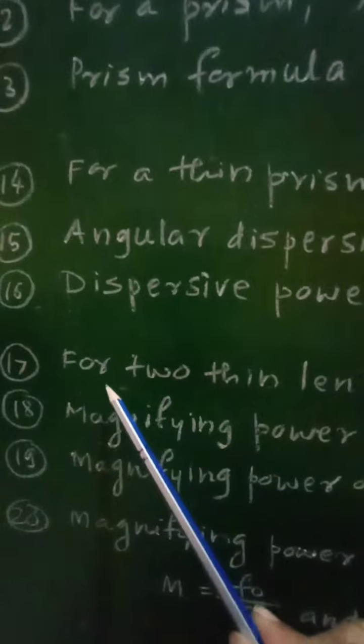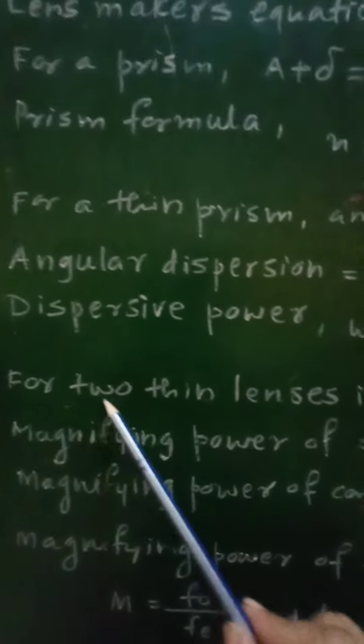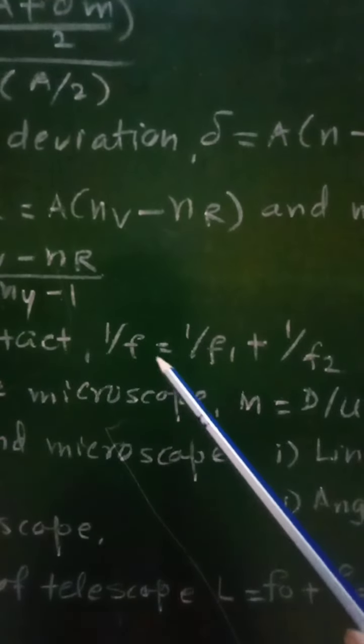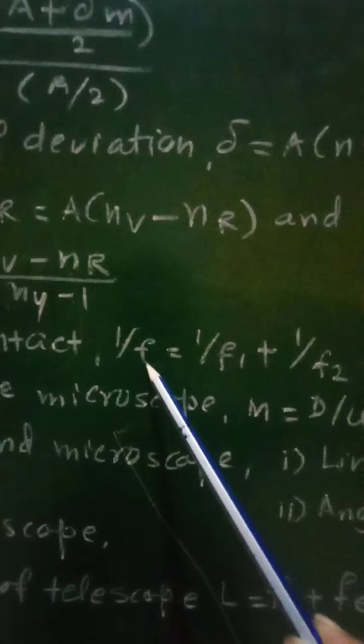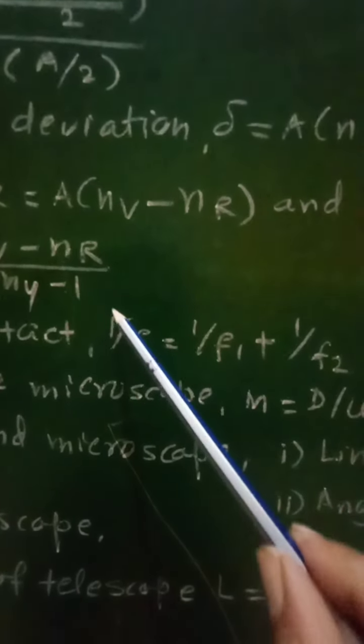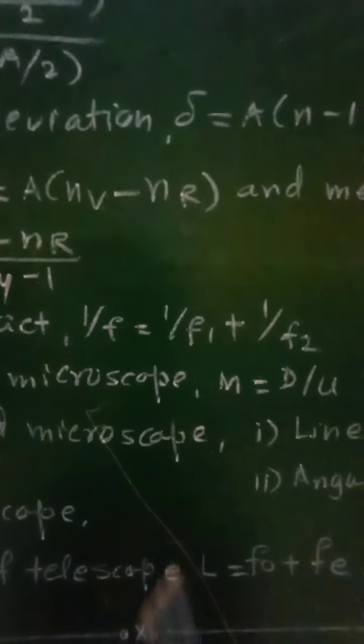The 17th formula is for two thin lenses. If two thin lenses are kept in contact, then we can write 1 by f is equal to 1 by f1 plus 1 by f2, where f is the focal length of the combination of the two lenses, that is, the effective focal length.